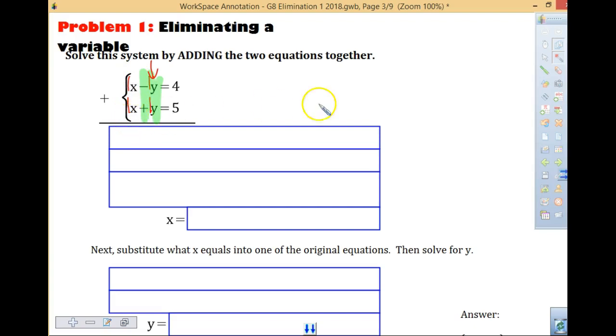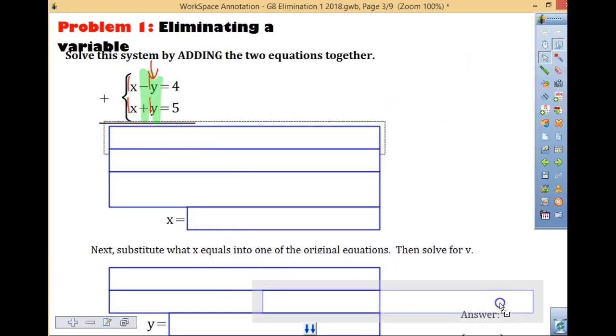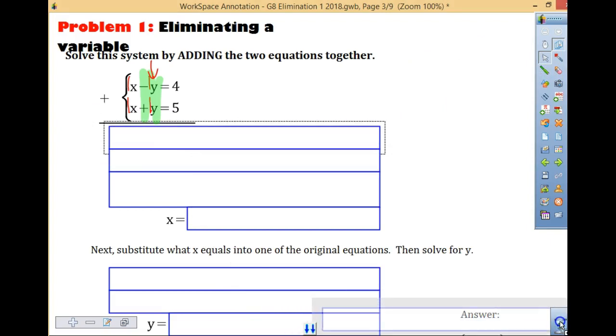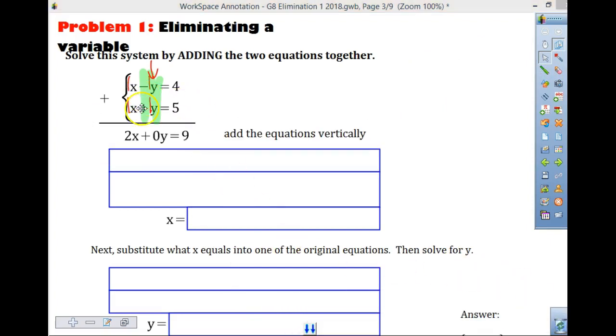So 1x plus 1x will give us 2x. Negative y plus positive y gives us 0, right? Negative plus positive. And 4 plus 5 will equal 9. So you want to write that down. What did I say? You're going to write these two things, and you're going to write this work down since you don't have it. You can sit right up in the front.